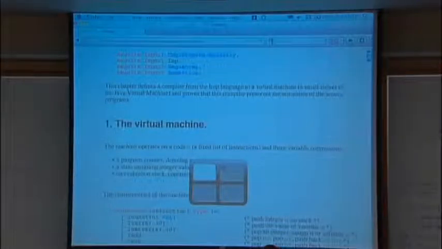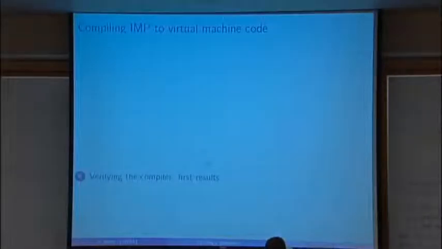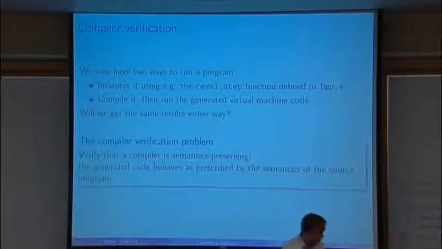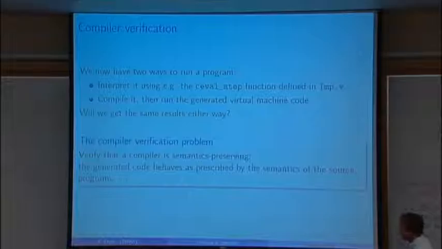Okay, so we have a nifty compiler, but does it do what we want? In particular, we have an operational semantics for the IMP programs that tells us exactly when they terminate and what they compute. We can even write an interpreter along these lines. I think Benjamin has it in one of his Software Foundations files. But then we can also compile it and run the generated virtual machine code. And so will we get the same result either way?